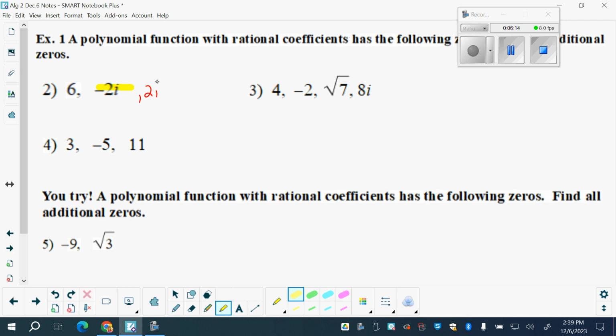We would not have an additional root for the 6. That 6 is not an i or an irrational number. So we don't have a conjugate pair for that one. It's just 6. Did anybody notice that when we were doing some of those? Sometimes they came in pairs, sometimes they didn't. Okay, what about number 3? Any additional zeros on number 3?